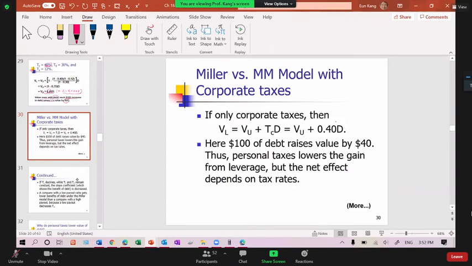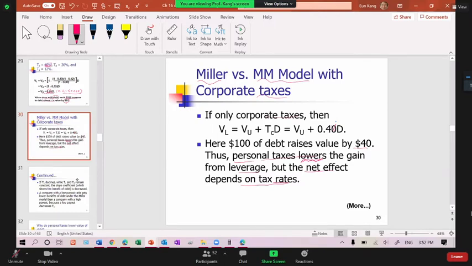Then, when we compare the Miller model and the MM model with corporate taxes, the second paper, if you have only corporate taxes, then VL is VU plus 0.4 times D. Here, $100 of debt raises value by $40. Thus, personal taxes lower the gain from leverage, but the net effect depends on tax rates. So the only useful conclusion is that it lowers the gain from leverage, right? Lowers the benefit of debt.